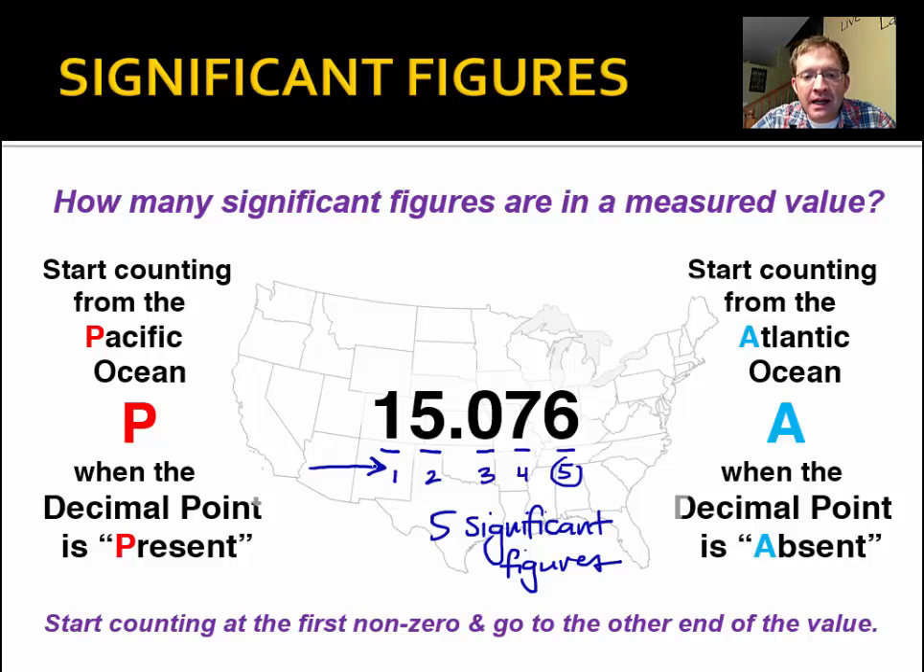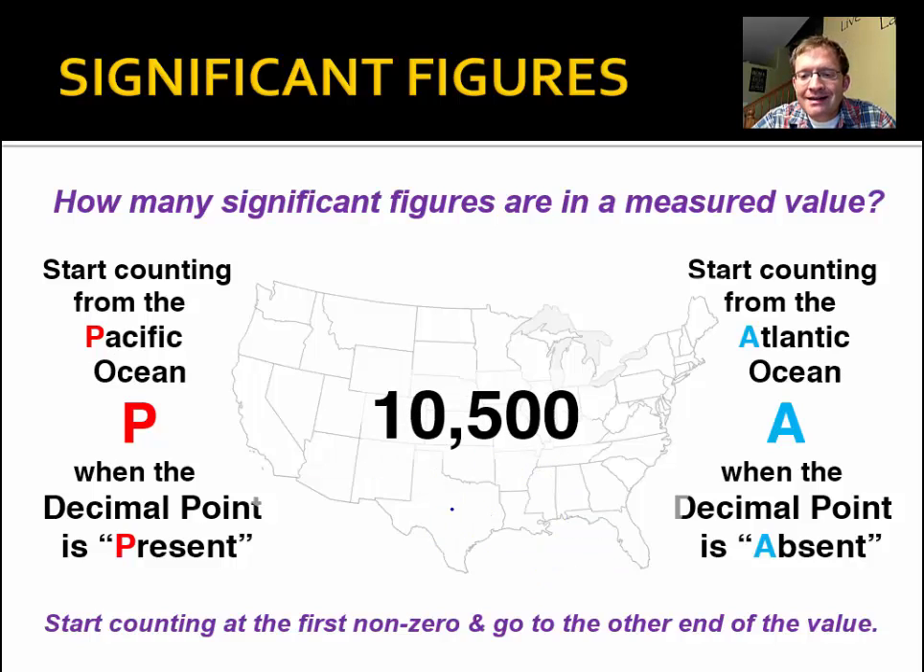I started counting again from the Pacific side across to the Atlantic side, starting from left to right with the first non-zero. Show you another example. 10,500. Okay, 10,500 does not have a decimal point present. There's a comma in there, but there's no decimal point. Now you're thinking, well, it would go right here. You can't draw it in. If it's not written there, if it's not printed there, then it's not present. And we would treat this number as a value that has a decimal point absent.